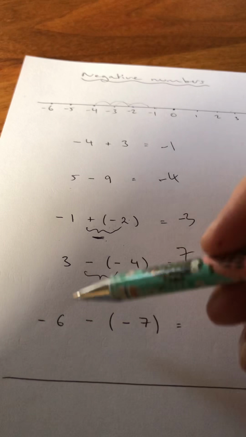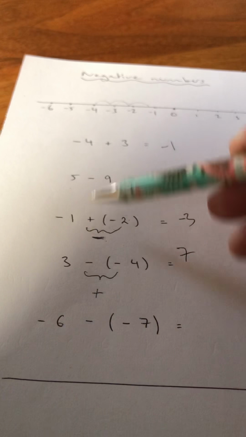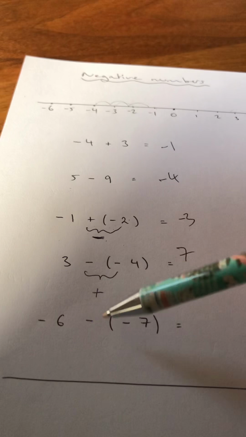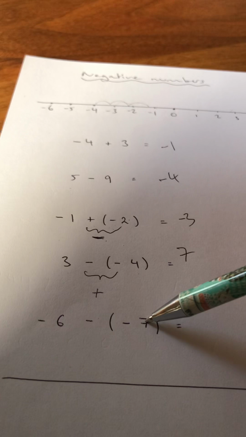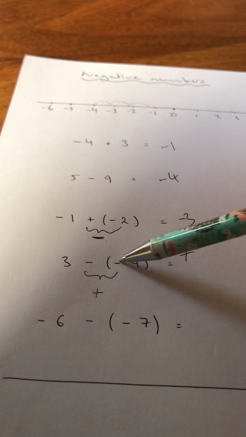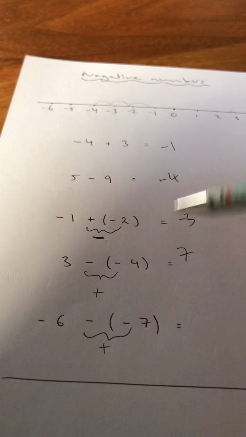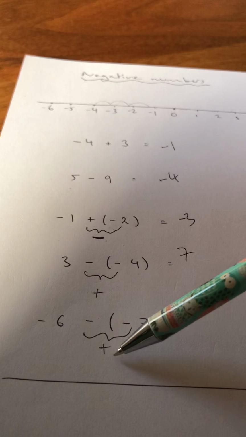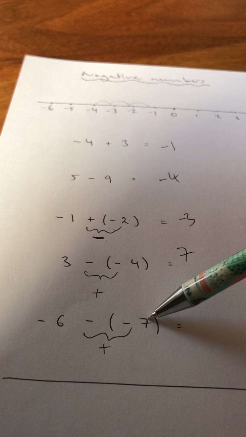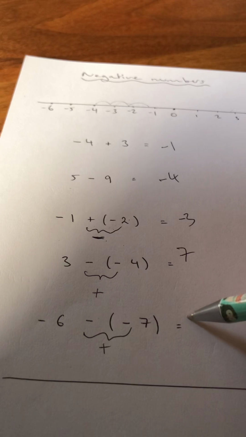Okay, let's try this one. I'm at -6 on the number line, so down here somewhere, and I want to take away -7. If I take away a negative, just like the one we did here, I am in fact adding. So I'm down at -6, I'm adding, which means I go up the number line by 7, and I get to 1.